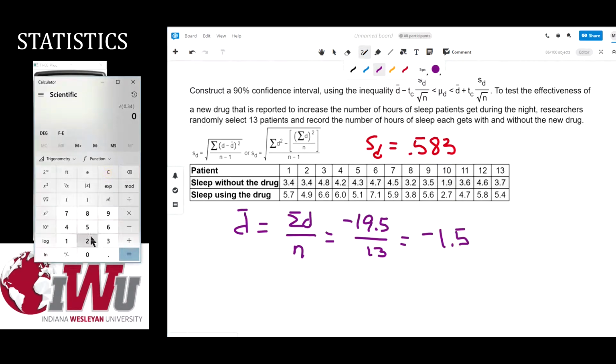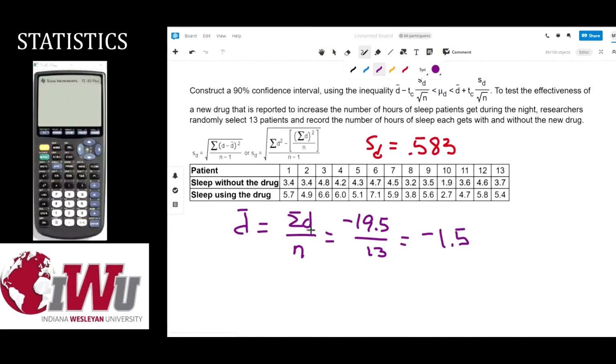Well, let's do that real quick just in case here. All right, so we have 19.5 divided by 13. 1.5. Well, and it's negative 1.5. All right, so we got the D bar. So let's just write that up here. So we got the D bar, negative 1.5. All right, so we got that part up there.